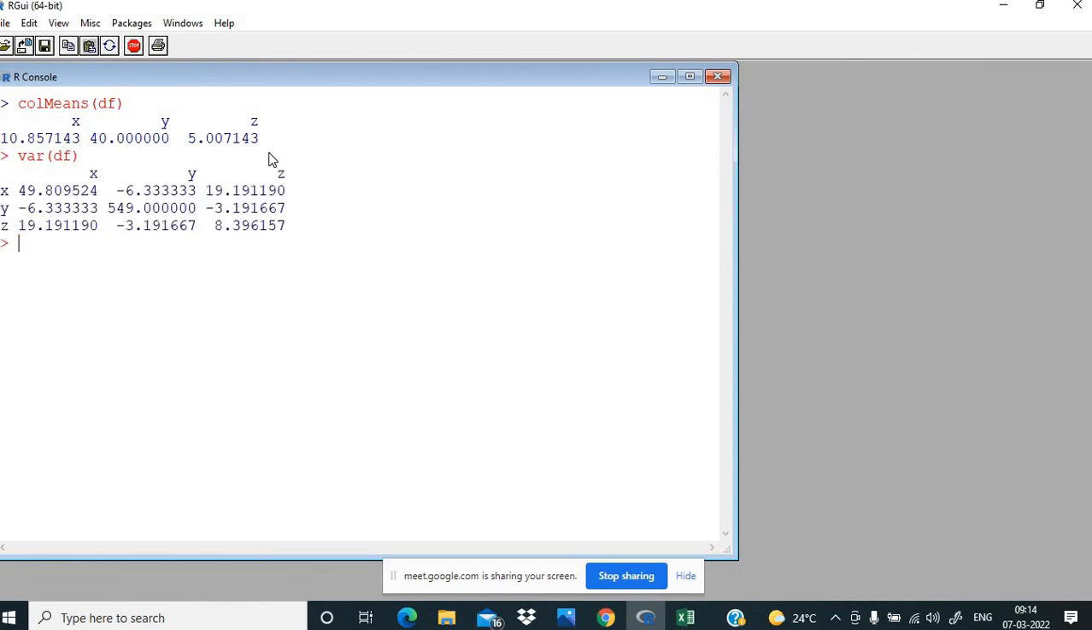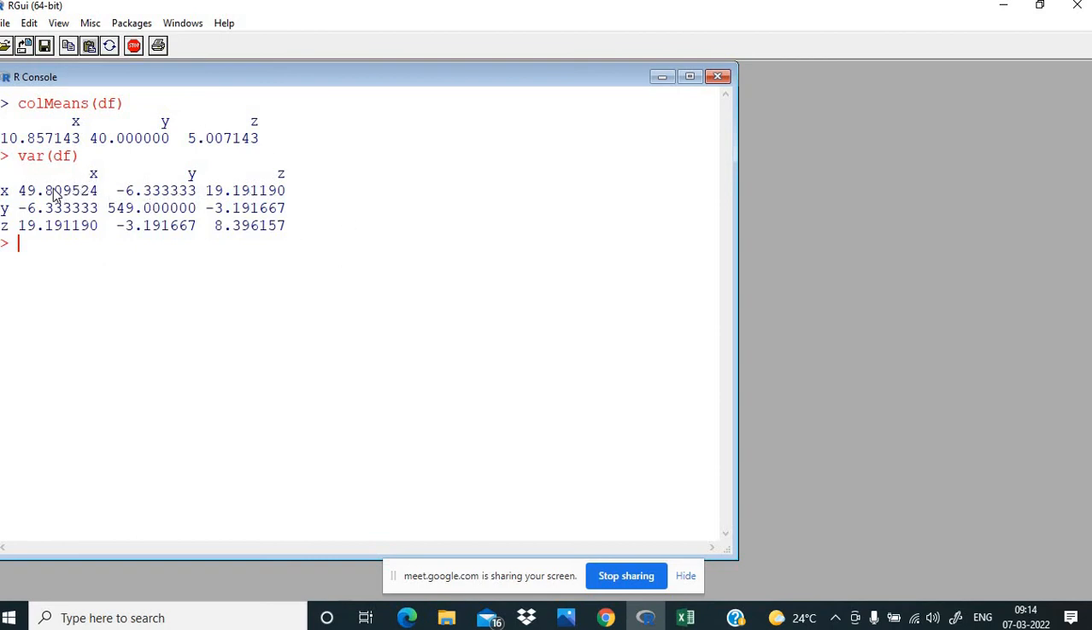You see, this is a strange thing: for means, mean df is not working. You have to write colMeans df. But for variance, var df is working. This is very unusual. It should be of a similar pattern. But anyway, we get the variance-covariance matrix.